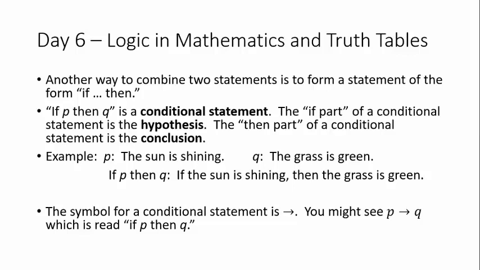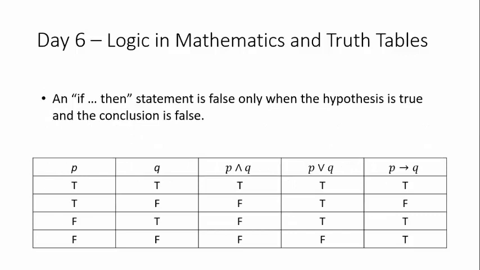The symbol for a conditional statement is an arrow. So you might see something like this, P arrow Q, which is read if P then Q. The arrow points toward the conclusion. So P is the hypothesis, Q is the conclusion. We're filling in the final column of our truth table here. An if-then statement is false only when the hypothesis is true and the conclusion is false.